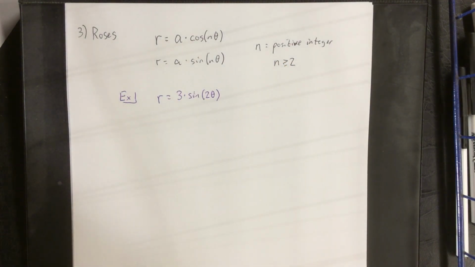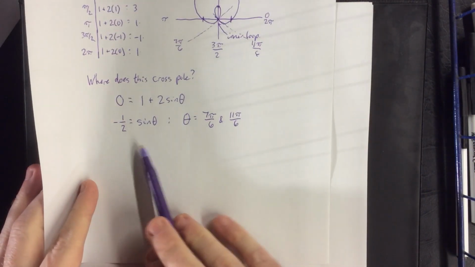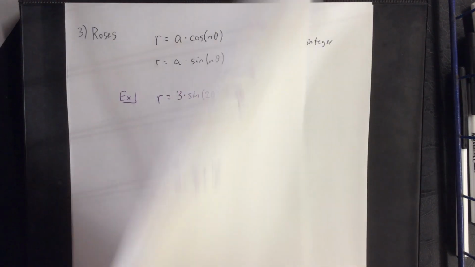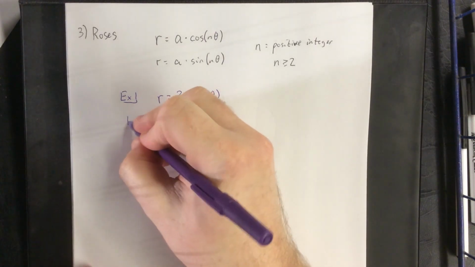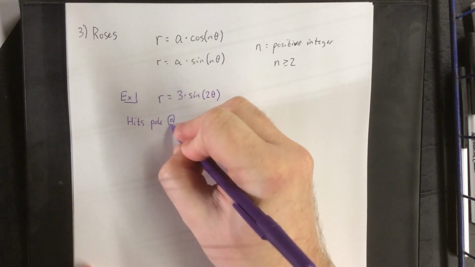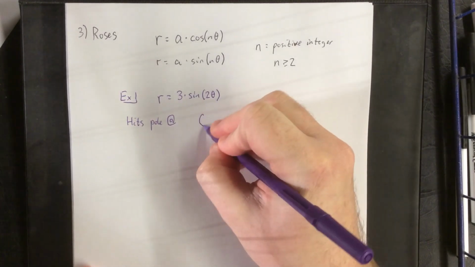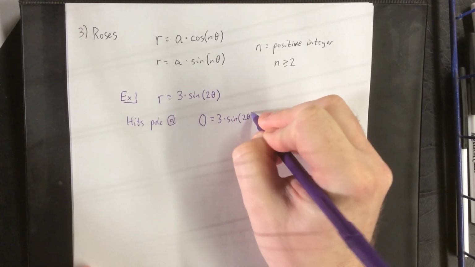Now, to explain what goes on with a rose, I think that I can sort of explain what was going on with the limaçon. Now, when it came to the limaçon, we were able to figure out where it hits the pole by setting r equal to 0 and then solving for the appropriate variable. Well, a rose also hits the pole many, many times. Hits the pole at, well, let's figure it out. 0 is equal to 3 times the sine of 2 theta.